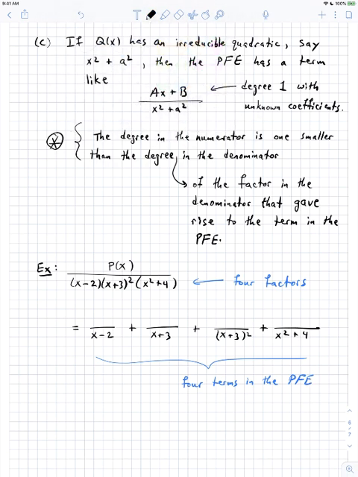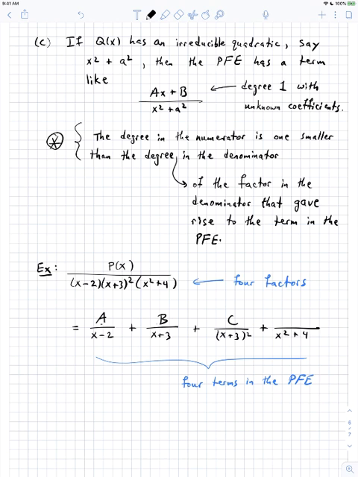And what goes in the numerator? The thing that goes in the numerator is always 1 degree smaller than the factor that gave rise to it in the first place. So this is degree 1, so the thing above it is degree 0. This is degree 1, so the thing above it is degree 0, or constant. X plus 3 is degree 1, so the thing above it is constant. Now we have an x squared plus 4, which is degree 2, so the thing above it is degree 1.